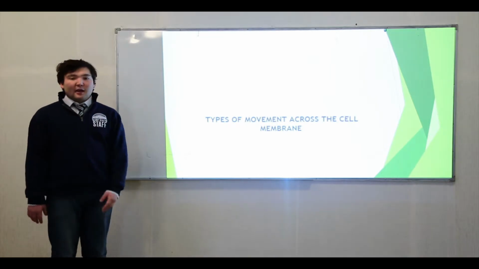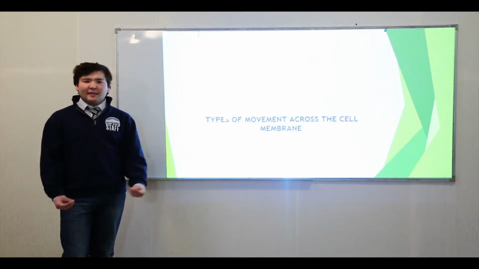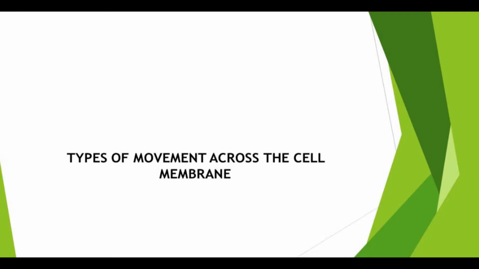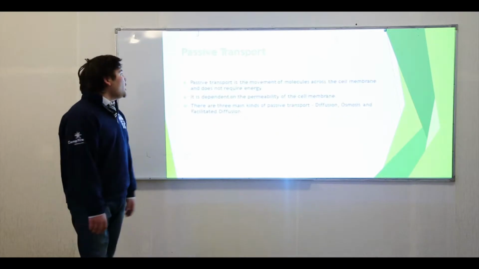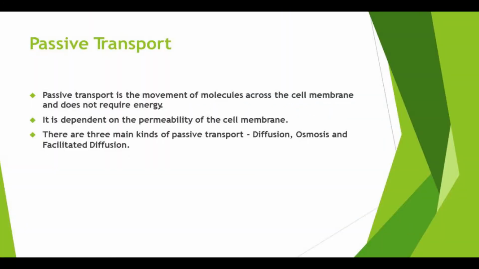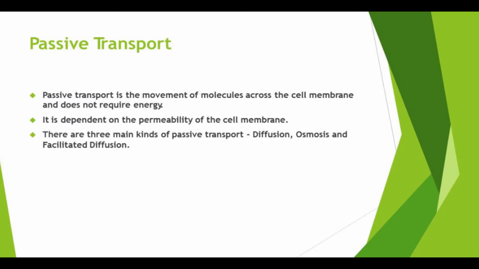So, now we know what is a cell membrane and how it looks. Let's talk a little bit about its function. So, types of movement across the cell membrane. Next. So, first of all, let's talk about passive transport. Passive transport is the movement of molecules across the cell membrane and does not require any energy.